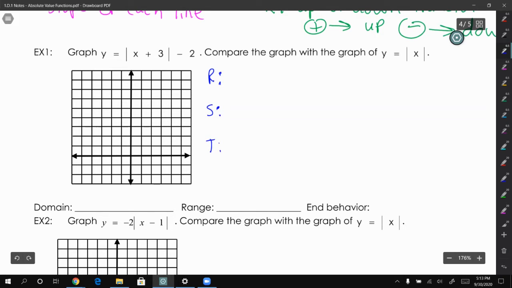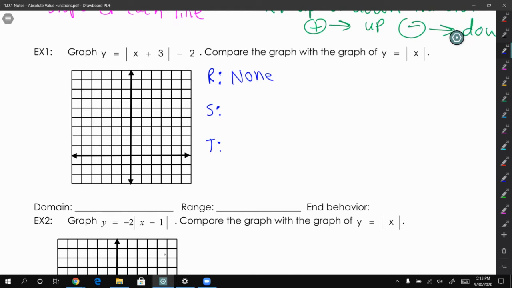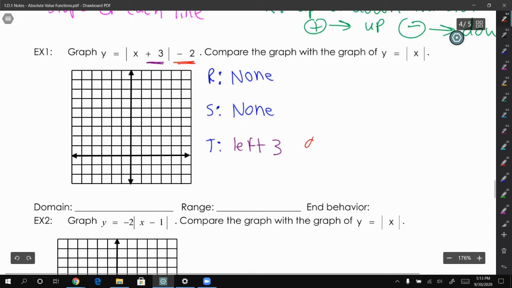So we do what I call RST. R is for reflection. There's no negative sign out in front, so that means there is no reflection. There's no number out in front, so that means there's no shrink or stretch. And translation. This is x plus 3 inside the absolute value bars, so that means we are translated left 3. And because we have minus 2 on the outside, it is down 2.